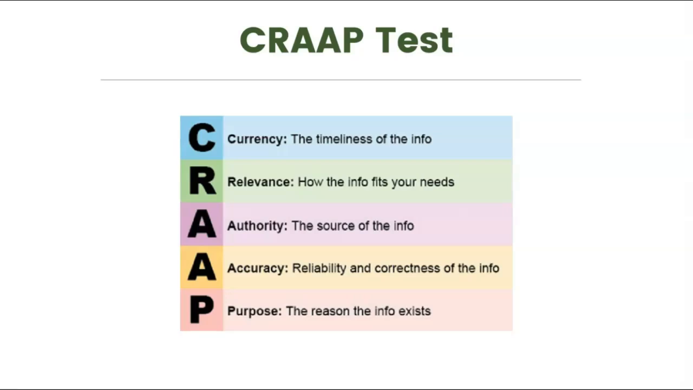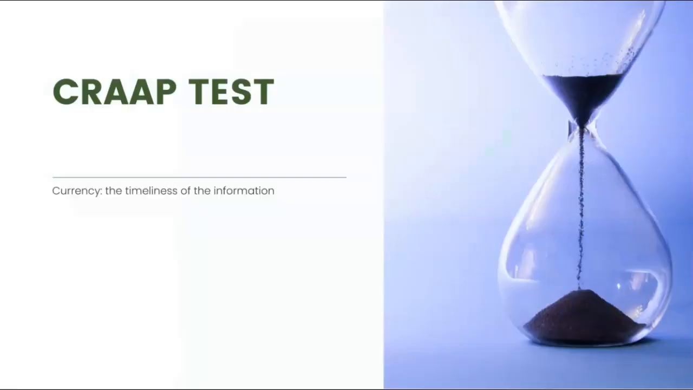CRAP stands for currency, relevance, authority, accuracy, and purpose. The CRAP test functions as a checklist to assess the trustworthiness of a source of information. It is applicable to both print and online resources. So let's take a closer look at each component.